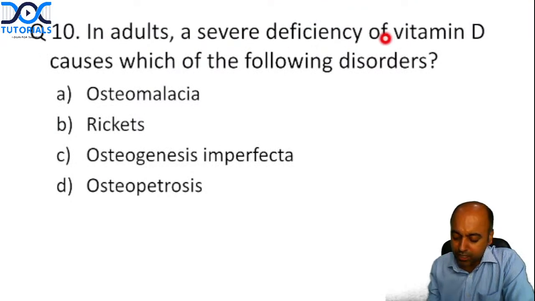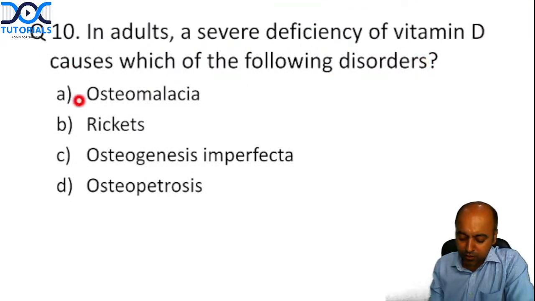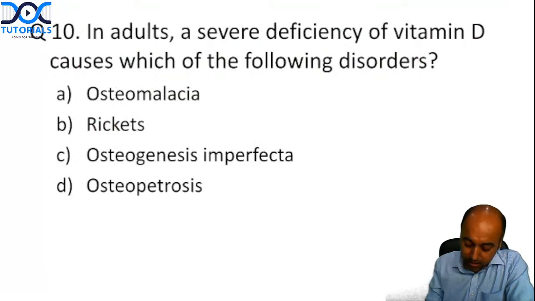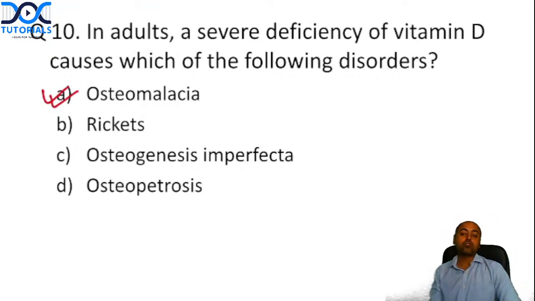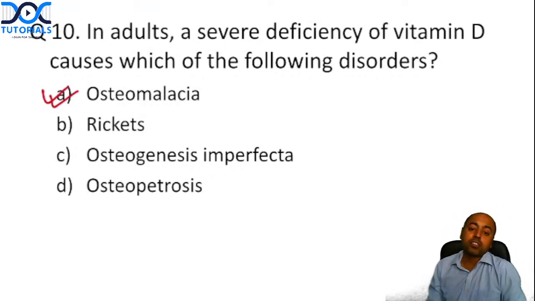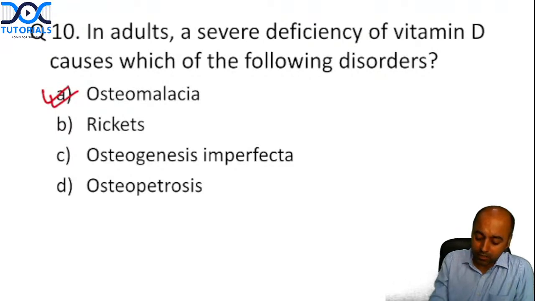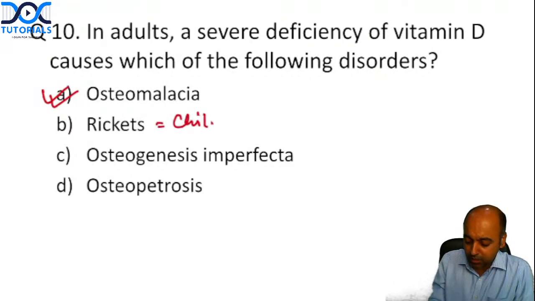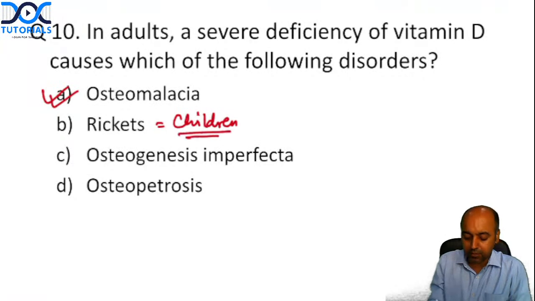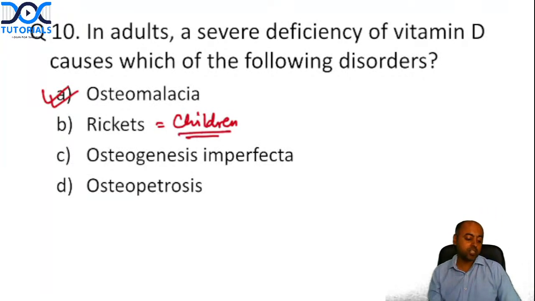In adults, a severe deficiency of vitamin D causes which of the following disorders? So please note the answer is osteomalacia. It is not osteoporosis. So answer is osteomalacia. Rickets is what will be seen in the children. In case of vitamin D deficiency, we see rickets in the children.